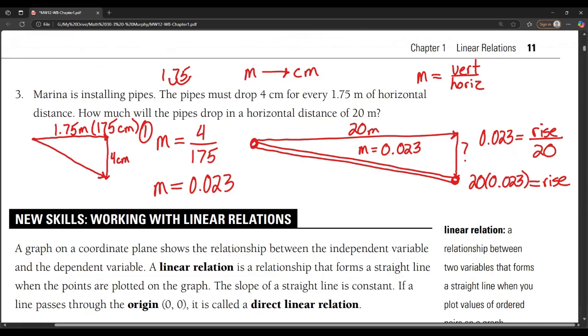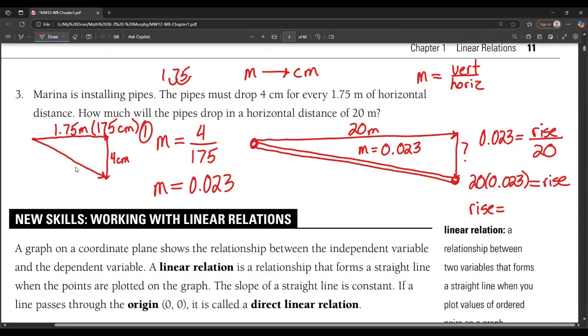So 20 times 0.023. Now, if you have the decimal in your calculator, you can use the whole thing. It will end up being a more accurate answer. So you can just go second and then activate ANS for answer, this negative button, times 20. And it'll take this whole decimal or fraction and multiply it, which is more accurate. And our rise here is going to equal 0.46 meters. Or we could say, I'm just going to bump this over.